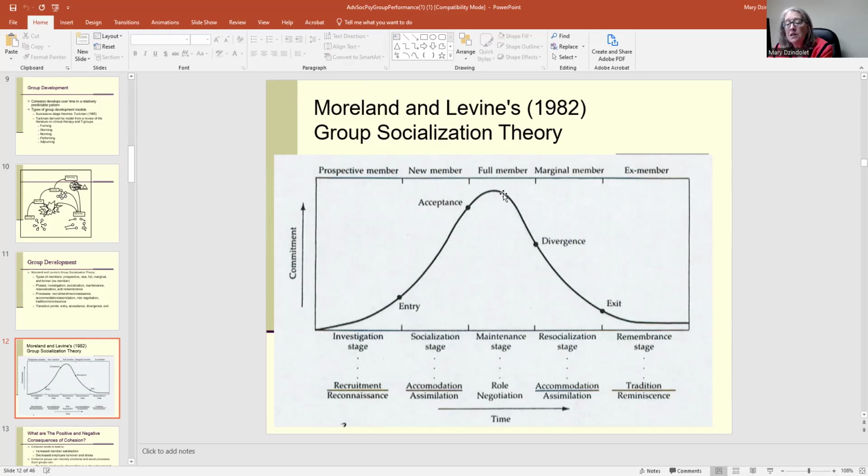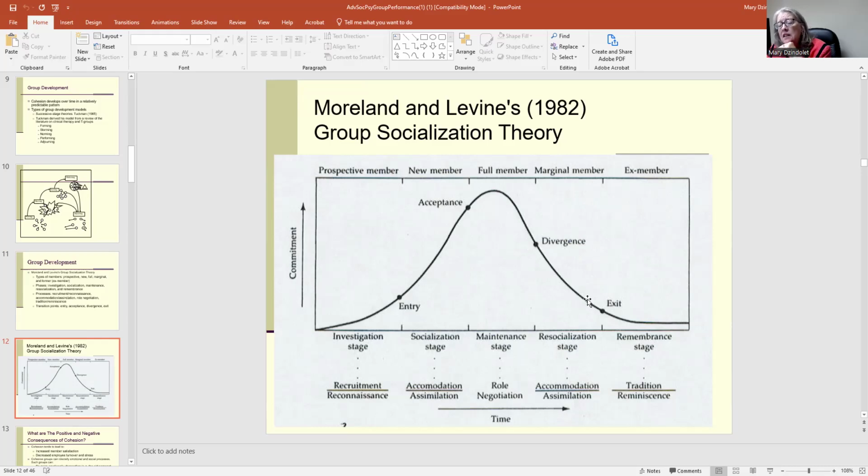Now, sometimes the group member starts to not like being in the group as much, and their commitment starts to go down. If it goes down to a critical point, they're in what we call the divergence point. They're thinking about maybe leaving the group. They're a marginal member right now, in the re-socialization stage. And the group is going to try to say, we can accommodate you some because we don't want you to leave, but you also are going to have to assimilate to us and decide if you want to stay. Does that kind of make sense?